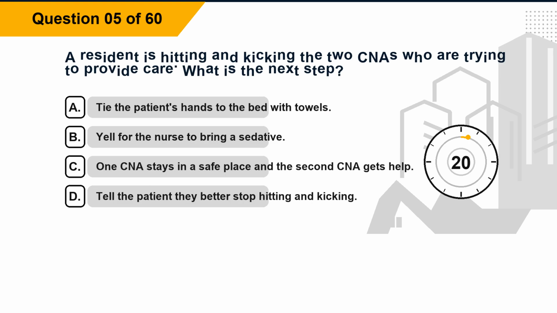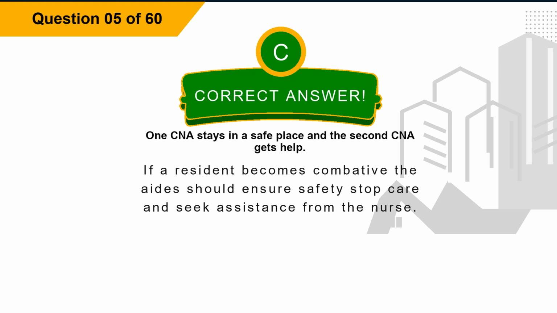Question 5. A resident is hitting and kicking the two CNAs who are trying to provide care. What is the next step? Option A. Tie the patient's hands to the bed with towels. Option B. Yell for the nurse to bring a sedative. Option C. One CNA stays in a safe place and the second CNA gets help. Option D. Tell the patient they better stop hitting and kicking. The correct answer is option C. One CNA stays in a safe place and the second CNA gets help. Explanation. If a resident becomes combative, the aides should ensure safety, stop care and seek assistance from the nurse.